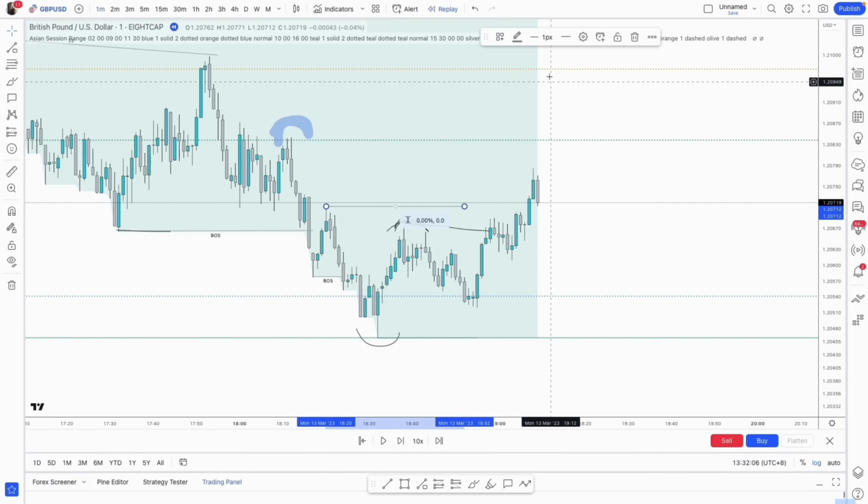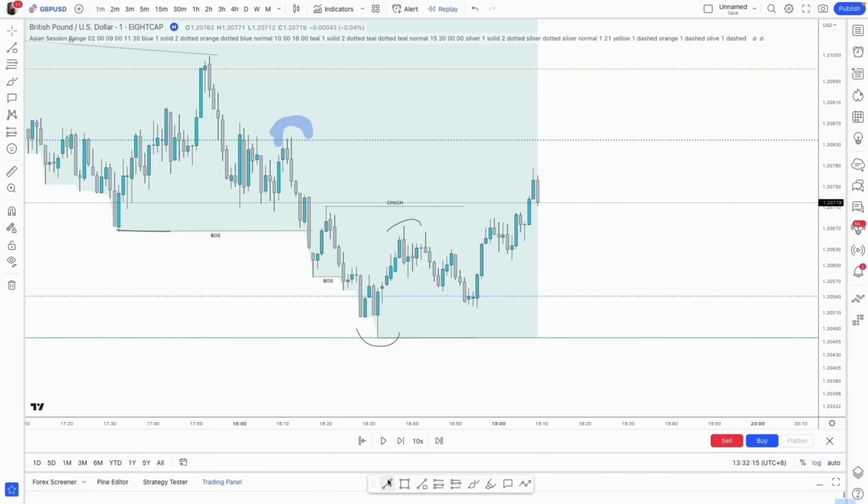So when the change of character happens, change of character up, now we need to understand, where are we ranging from? We're ranging from the low right down here to the current high right up here. So we need to take a trade within that range.